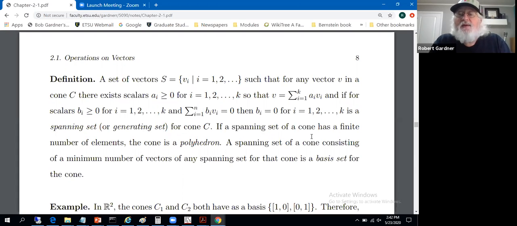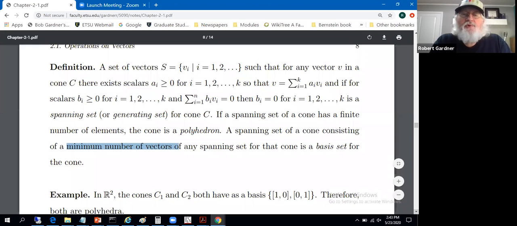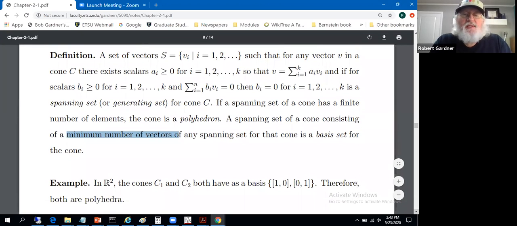If a spanning set of a cone has a finite number of elements, then the cone is called a polyhedron, and we'll draw a picture of that shortly. A spanning set of a cone consisting of a minimum number of vectors among all the spanning sets is called a basis set for the cone. So there's a definition for the basis of a cone. I think we'll use that, probably not a whole lot. But let's draw a picture of some of these things.